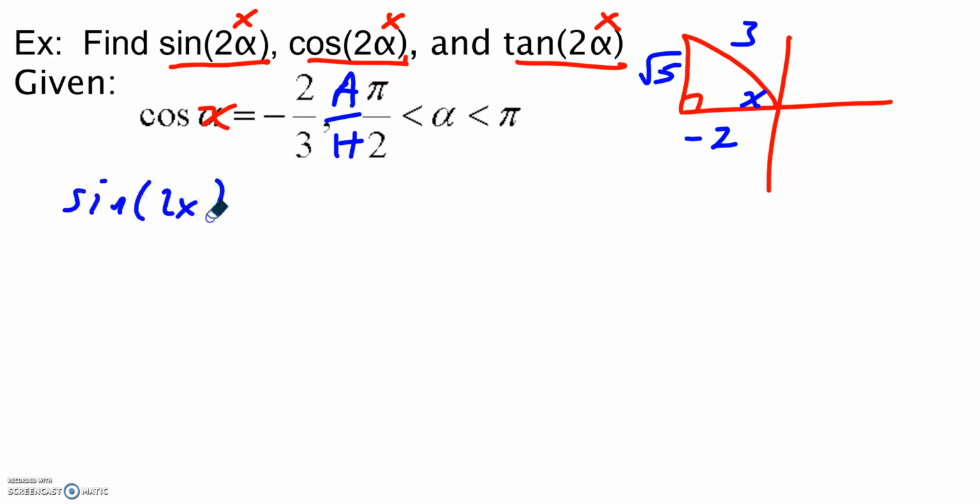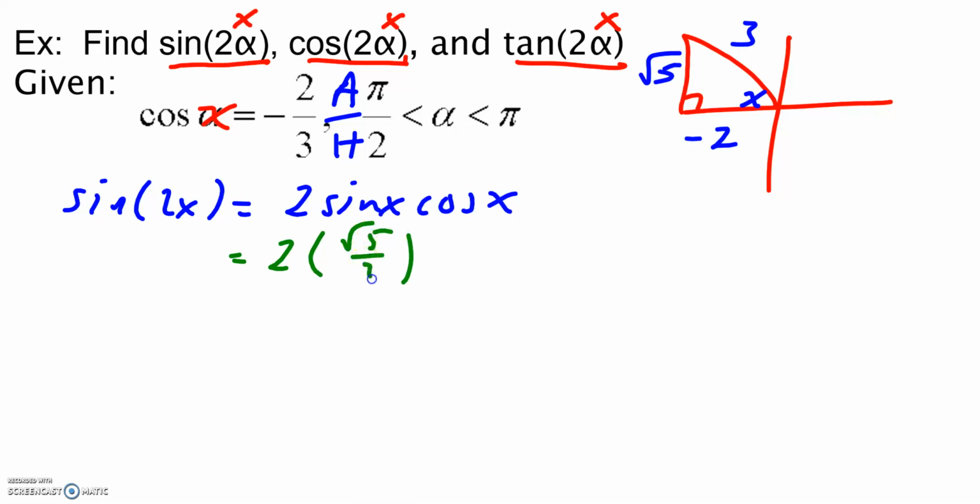Sine of 2x is the same as 2 sine of x cosine of x. So again, just like the last video, even though I don't know what x is, I do know what these ratios are because of my triangle. So sine of x is really opposite over hypotenuse, or root 5 over 3. Cosine of x is negative 2/3.